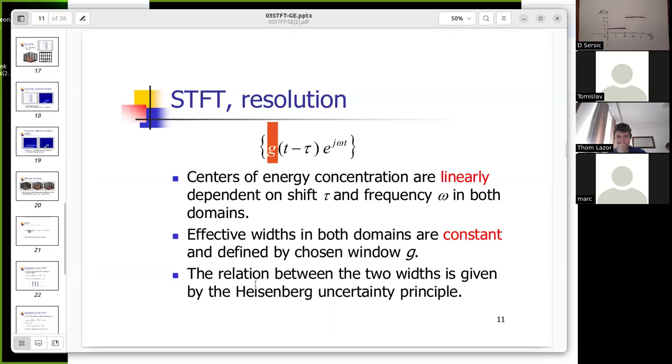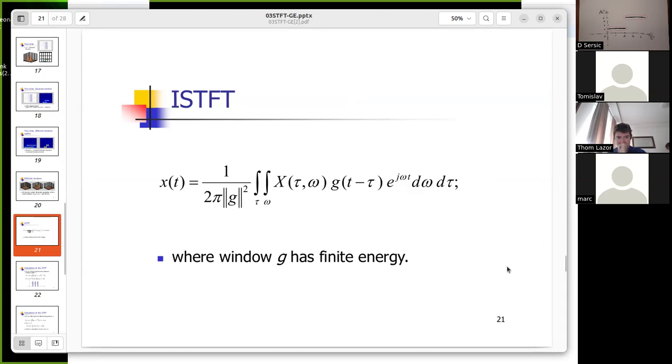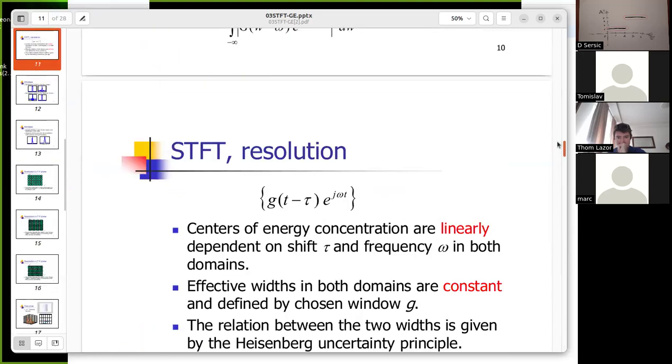Let's see why. So how to answer the question, is the information preserved? The best answer is: is there an inverse equation? So the inverse equation really exists. I will not derive that equation, I'm just writing it down. We are going to use some kind of similarity with the Fourier transform.